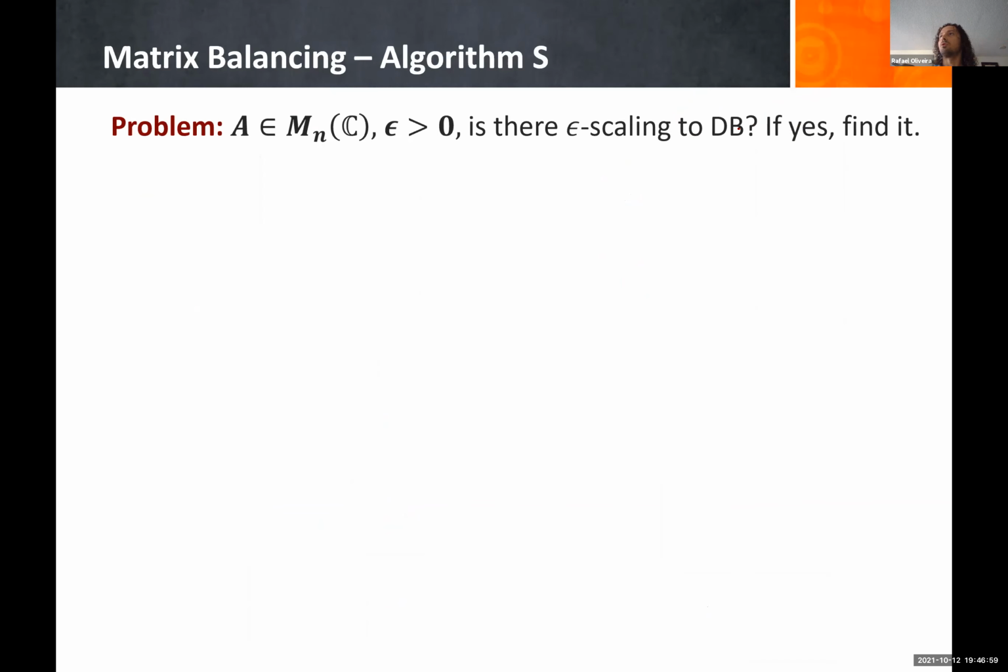We talked about geometric invariant theory, where we have a vector space and a group acting on the vector space, and we want to minimize the norm square and so on. So here we have a complex matrix A and a parameter epsilon. The question we want to answer is: is there an epsilon scaling to doubly balanced? And if yes, we want to find it.